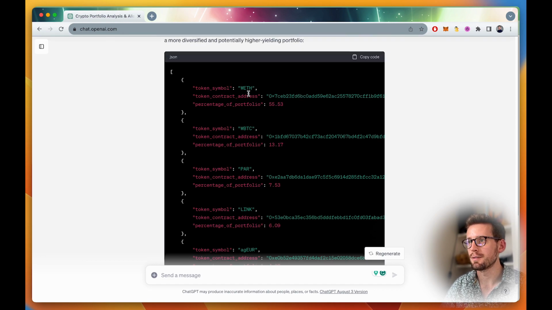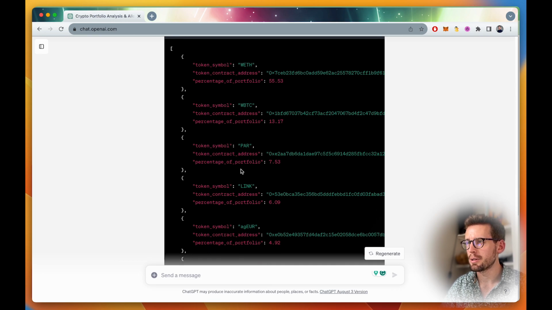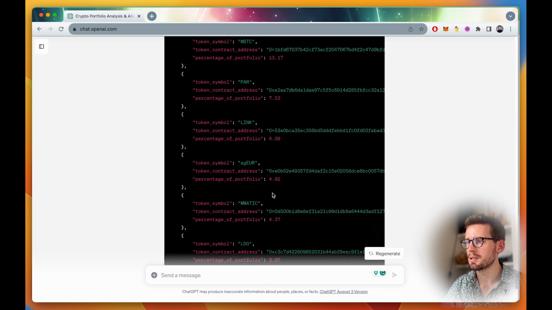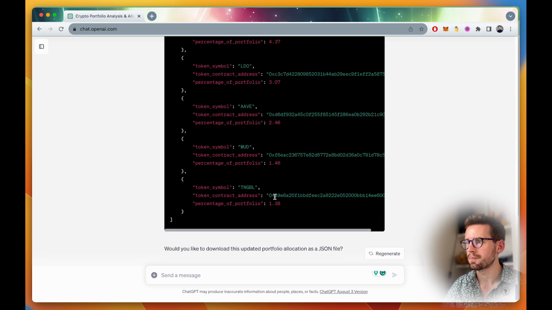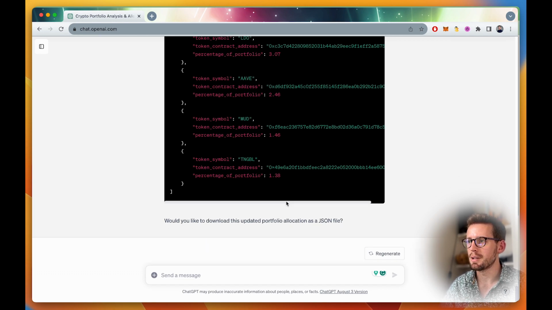And now this is the final portfolio. WETH is at 55%, wrapped Bitcoin is 13%, PAR, I don't know what that is, Link is 6%, and we've got a few more here. So this looks like a relatively sensible investment. So I'll go through and I will calculate the actual investment from that and manually do this for the portfolio, and then we'll see how that does, and we'll rinse and repeat tomorrow.